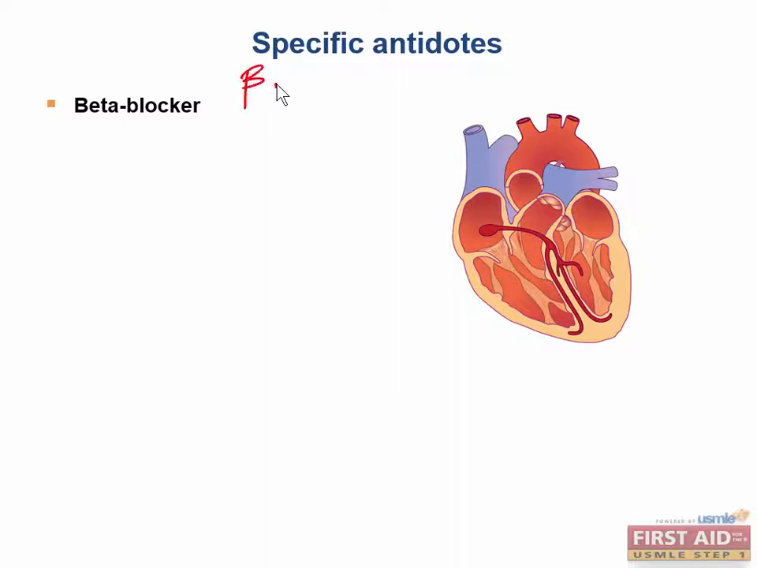Before we jump into this slide, let's do a little review. Beta-1 receptors are going to be found on the heart, and when they're stimulated, what is going to happen? Well, when stimulated, beta-1 receptors are going to increase our heart rate and also increase our contractility. So those are the heart symptoms that you're going to see with a beta-1 stimulation.